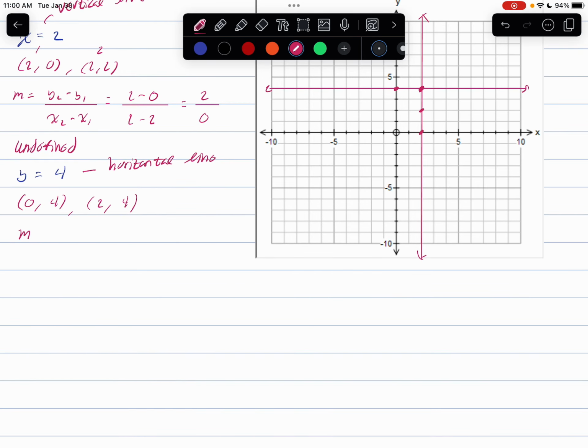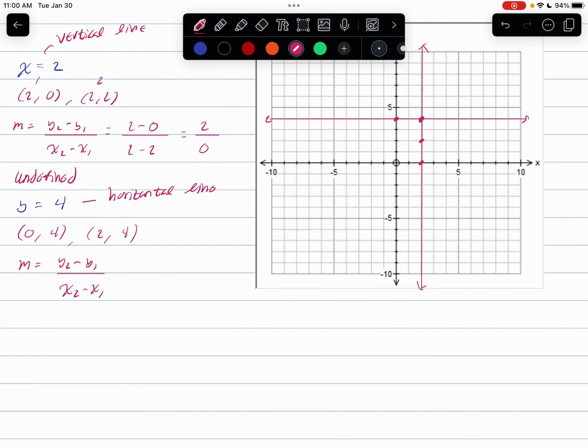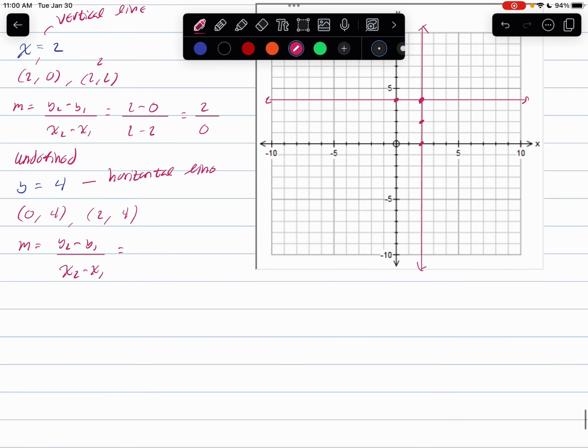So remember, our slope is given by y2 minus y1 over x2 minus x1. Okay? So here, if this is point 2 and this is point 1, the y2 minus y1 is going to be 4 minus 4. And then for x2 minus x1, we're going to have 2 minus 0. So 4 minus 4, that's 0. And 2 minus 0, that's 2. So we have 0 over 2, which is just 0. So our slope here is 0.